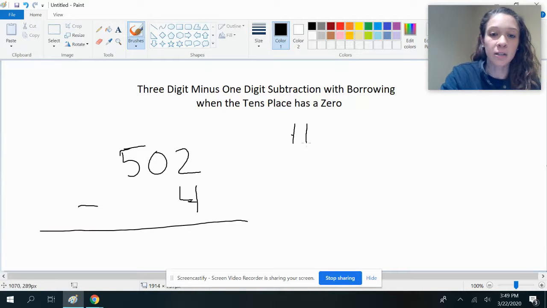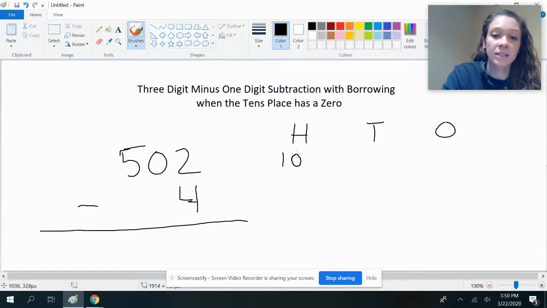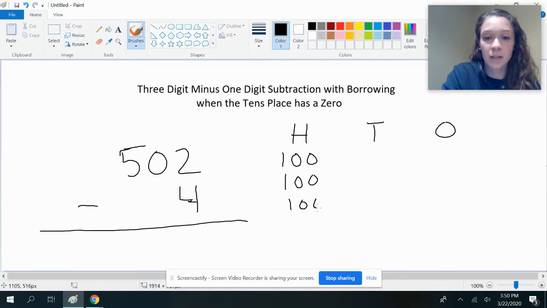So I'll make my hundreds, tens, and ones, and now I need to put the hundreds, tens, and ones of that top number, 502, onto my chart. So first, I'll figure out how many hundreds I have in 502. I have 5 hundreds because there is a 5 in the hundreds place. So I'm going to write that just like this: 100, 200, 300, 400, and 500.